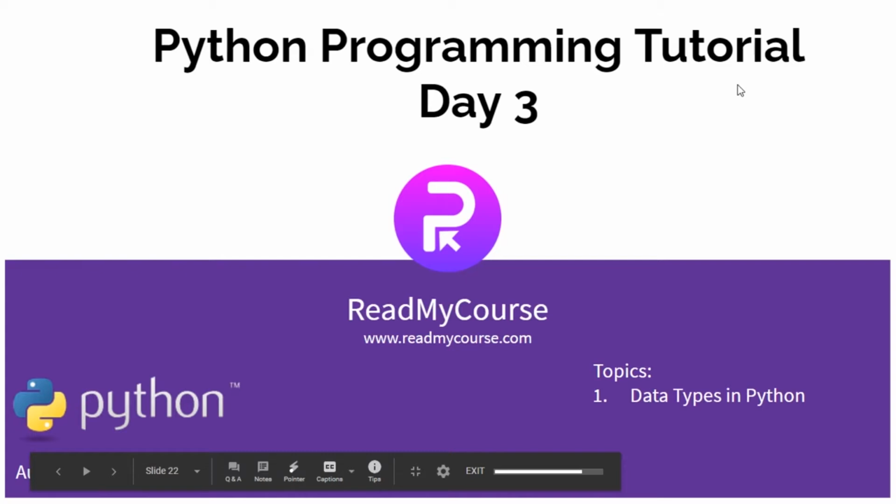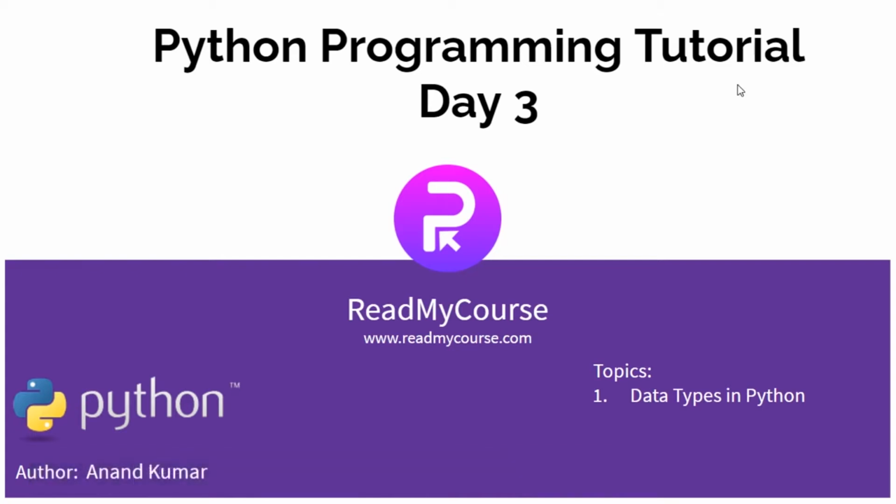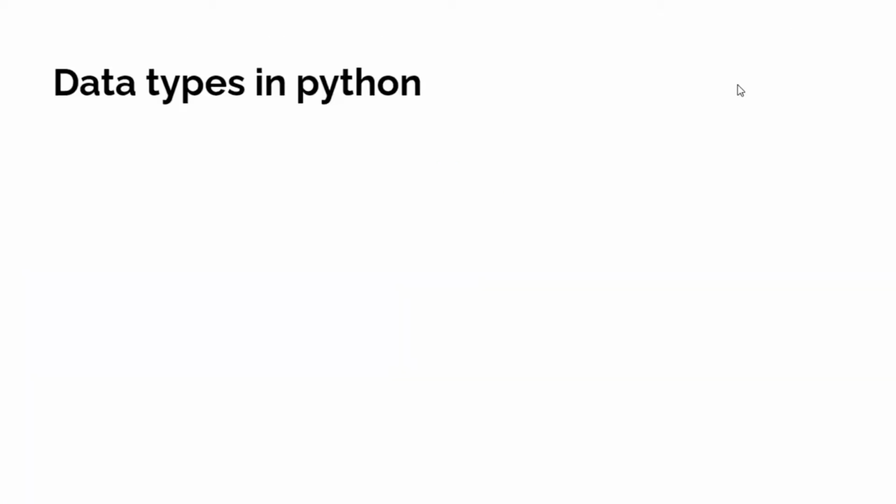So today we'll be covering the topic data types in Python. So what are data types? Firstly, data types are basically those special classes that we use to store our variables. Suppose that we have some numbers like 1, 2, 3, and decimal numbers like 1.2, 1.3, and similarly we have some text. Okay, so these all have different data types.